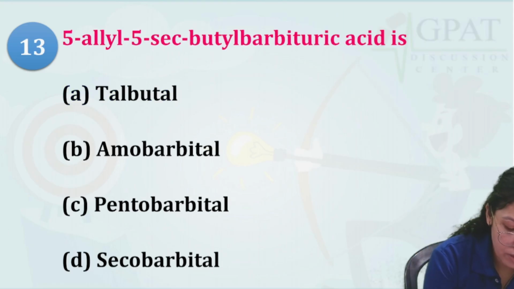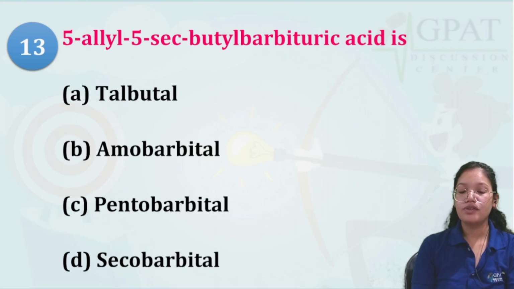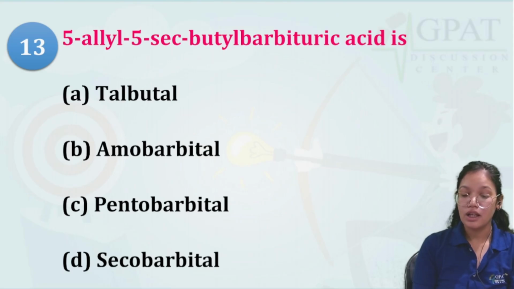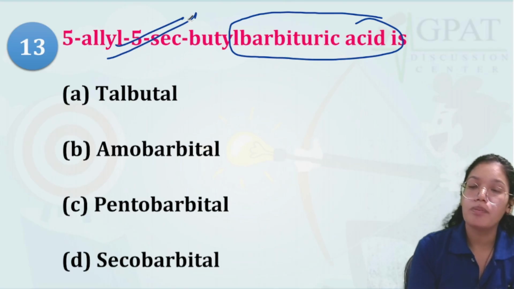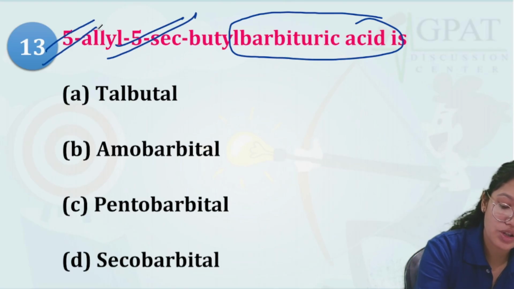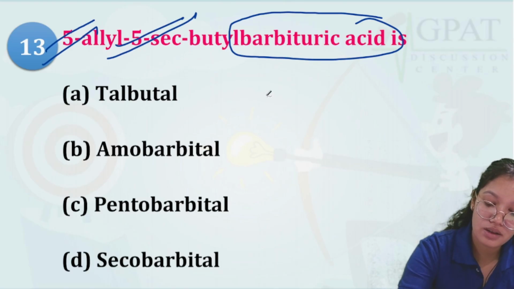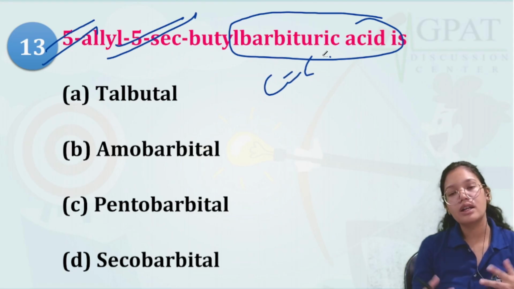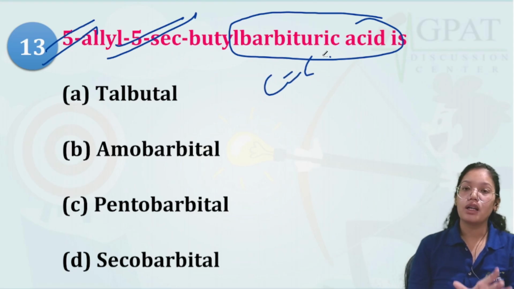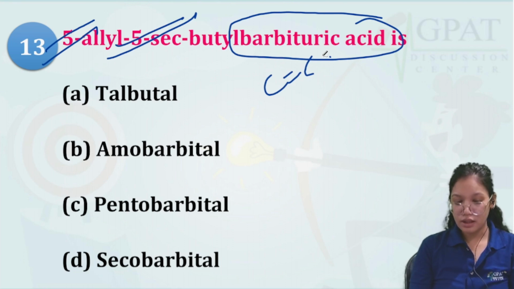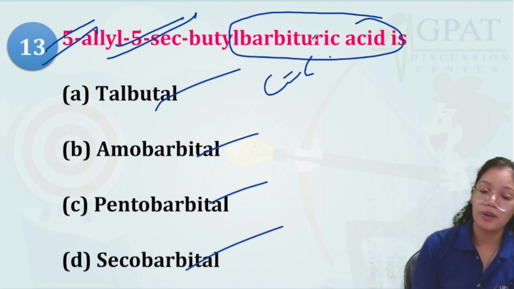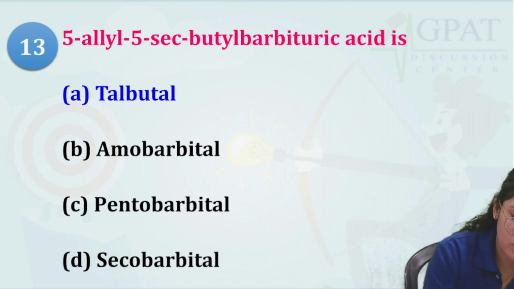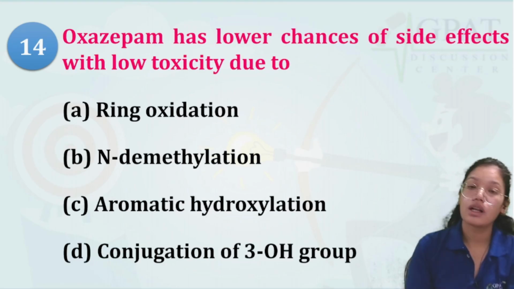Next we have 5-allyl 5-sec-butyl barbituric acid. In the barbituric acid, at the 5th position we have a butyl, and at the 5th position we also have an allyl, meaning something that has a double bond is called an allyl. So which barbituric acid does this structure belong to: amobarbital, pentobarbital, secobarbital or talbutal? This particular structure belongs to talbutal. So the answer is talbutal.